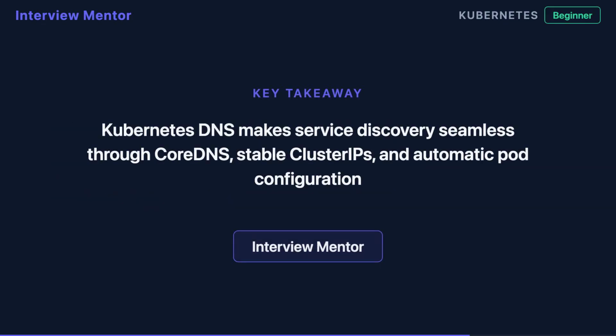To summarize, CoreDNS provides automatic DNS registration, services use label selectors to discover pods via endpoints, and the stable ClusterIP ensures your apps always find their targets. Master this flow, and you'll ace any Kubernetes networking question.